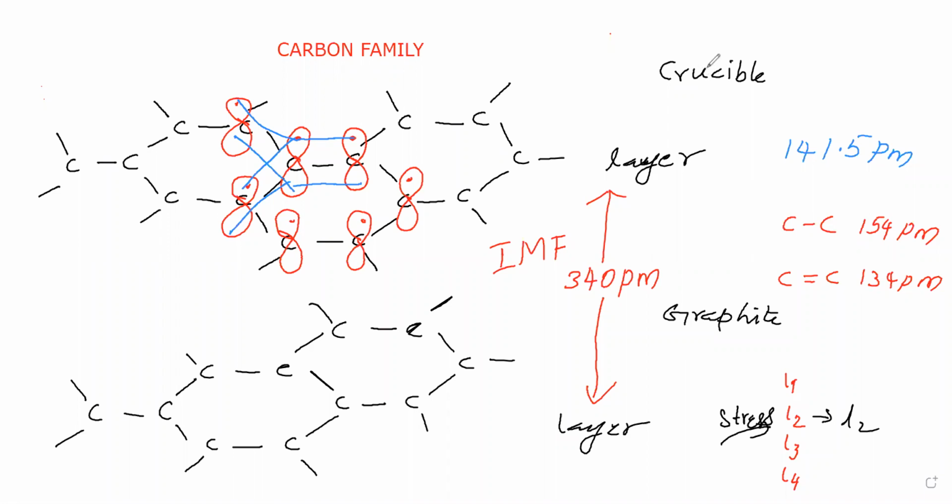Many types of crucibles are there. One type is made by graphite. All the crucibles are not made by graphite. These graphite crucibles are inert with dilute acids and dilute alkalis. So it is not reacting with the dilute acids. It is not reacting with the dilute alkalis.